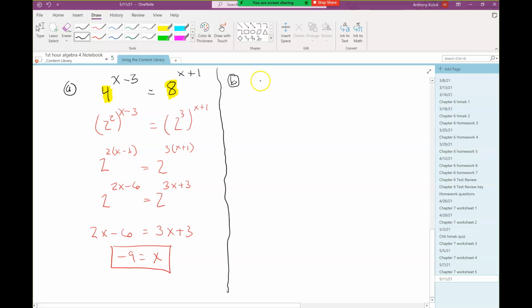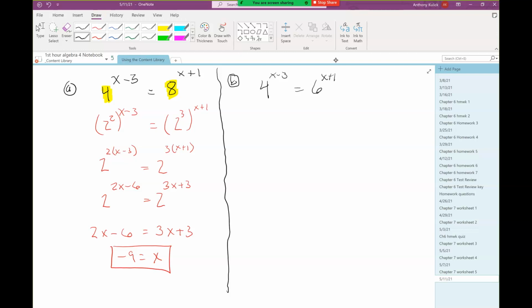Okay. But what do I do if I have a situation where it's not obvious, or it's not practical, to rewrite the two exponentials to have the same base like this? 4 to the x minus 3 equals 6 to the x plus 1. There, if I do a prime factorization, they're not the same base exponential, right? I can't rewrite them both as base 2 very easily. Everybody agree with that?